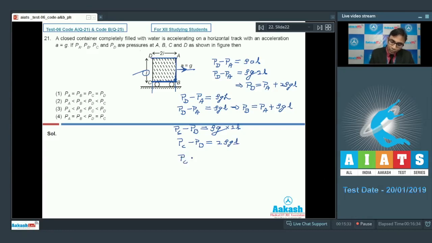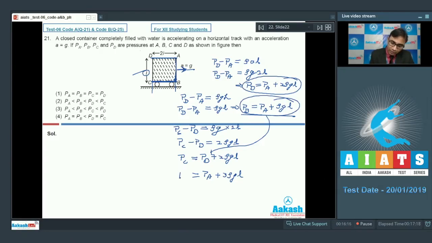So pressure at C will be how much? Pressure at B plus 2 rho gL. But we have already calculated the pressure at B, that is PA plus rho gL. So if I put the value here, you will get pressure at A plus 3 rho gL. So if I compare these three, we can see that the pressure at C will be the maximum.